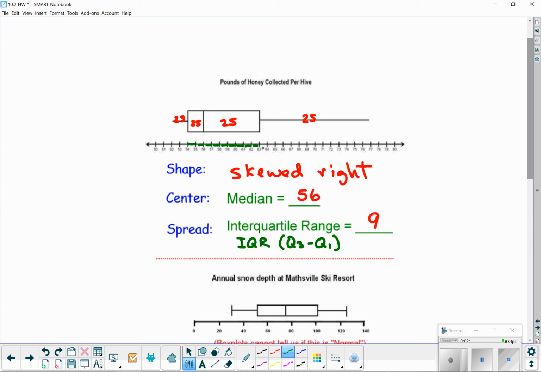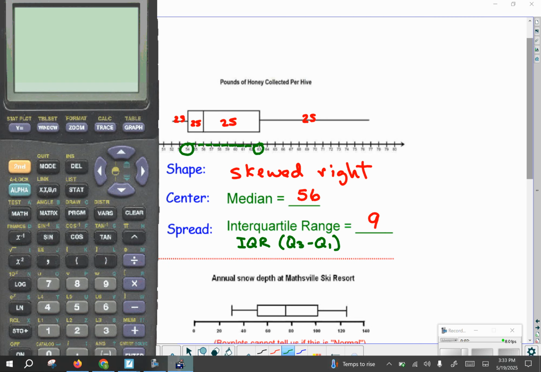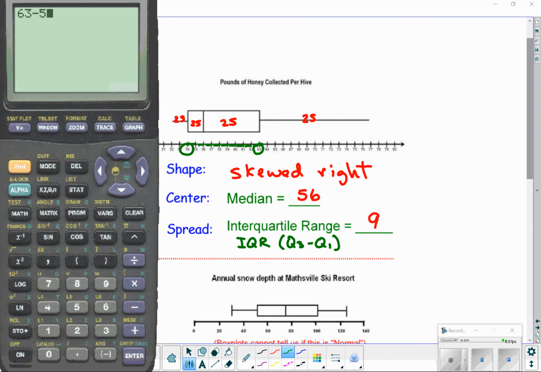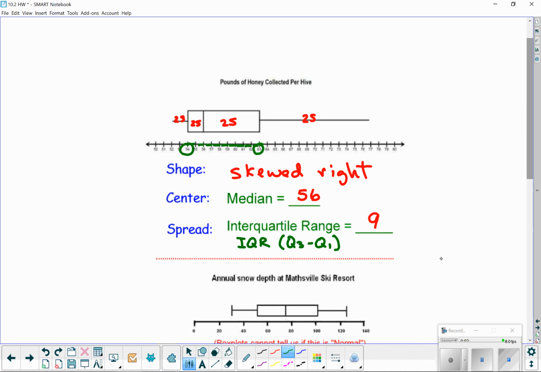So Q3 would be 63, and subtract Q1, which would be 54. So 63 minus 54, if I use a calculator, I would also get 9. So my interquartile range is 9, meaning that whatever the pounds of honey, the middle 50% is separated by 9 pounds of honey. That's all it is.